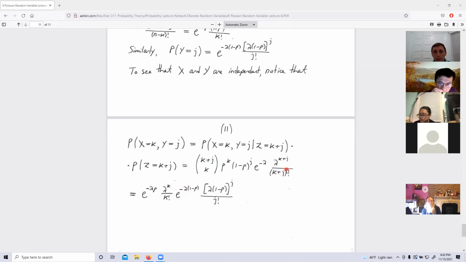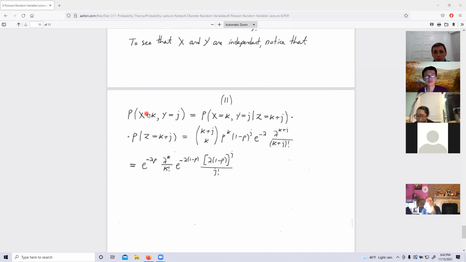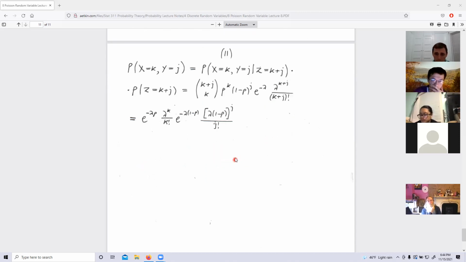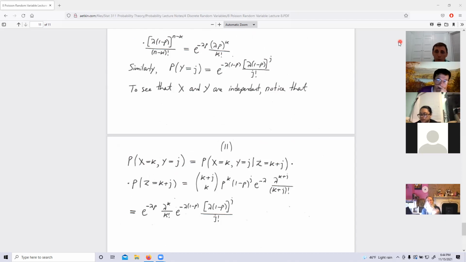And then I can see that they are independent, because the probability x equals k, y equals j will be the same as the probability x equals k, y equals j, and z equals k plus j. And conditioning on that is binomial. We already know it's binomial. This is the probability. And conditioning on that, I can break it apart. I will see the probability of x equal to k and the probability of y equal to j. Good? Hopefully, guys, right?